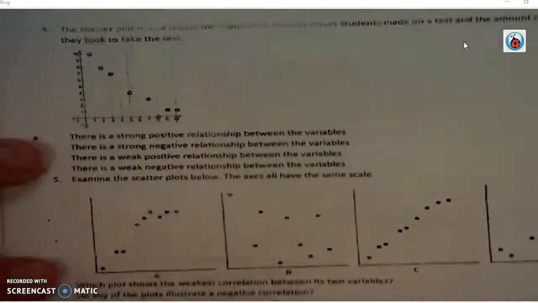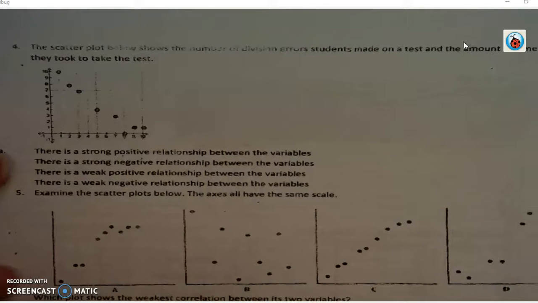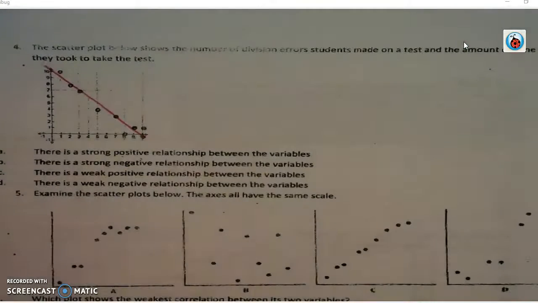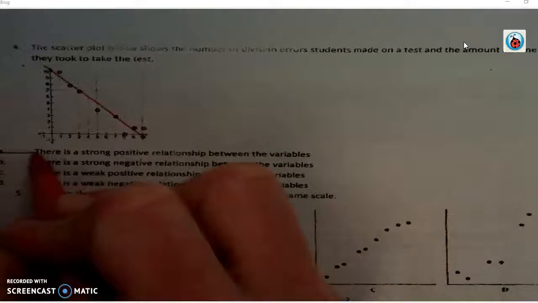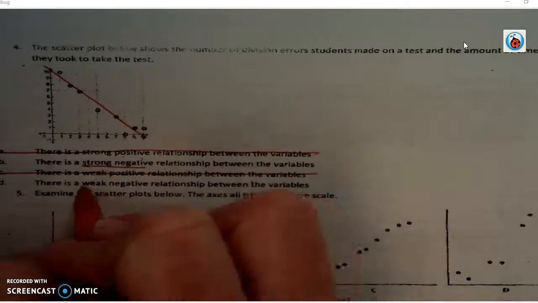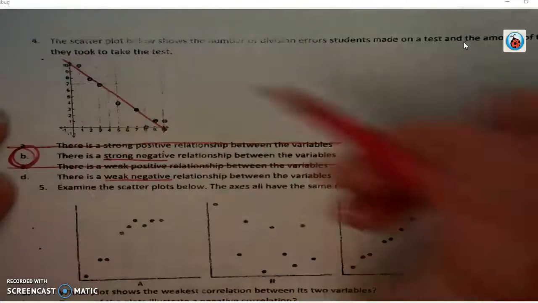Number 4, the scatter plot below shows the number of division errors students made on the test and the amount of time they took to take the test. So if you draw a line of best fit, it is definitely going down. So it is negative. So you can mark out A and C. And is it strong negative or weak negative? That is definitely strong negative. The dots are close to it.